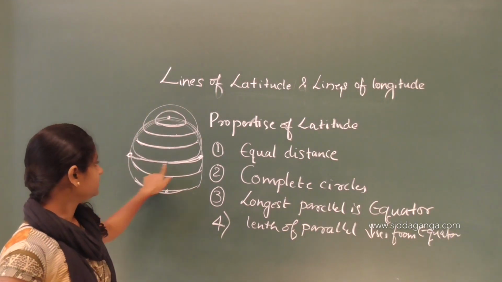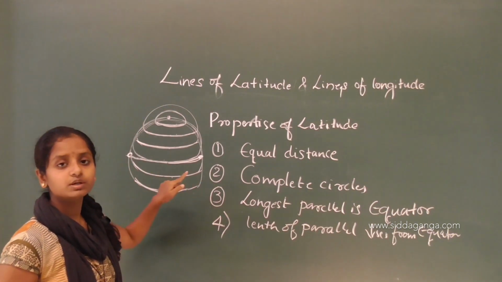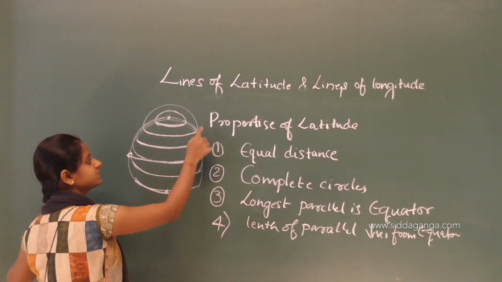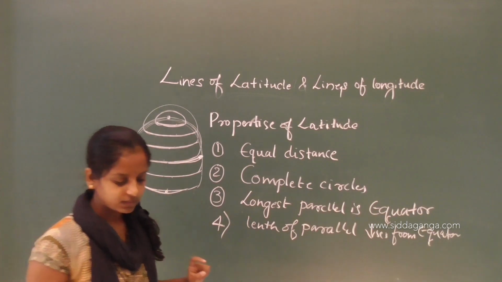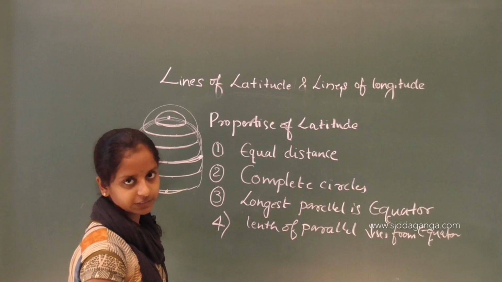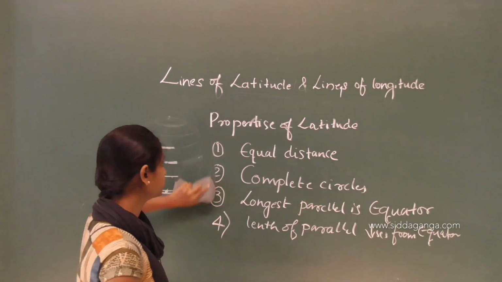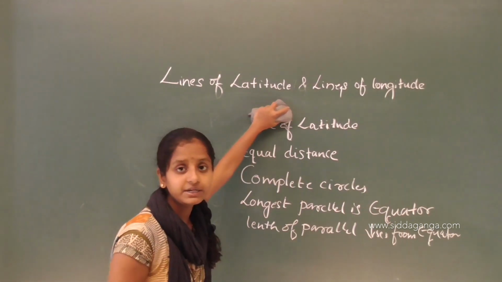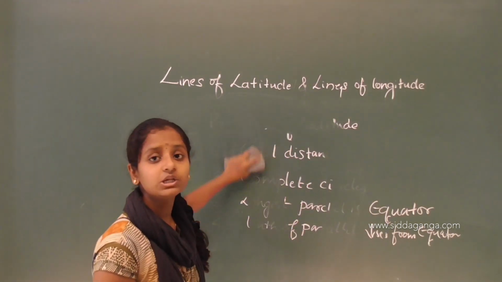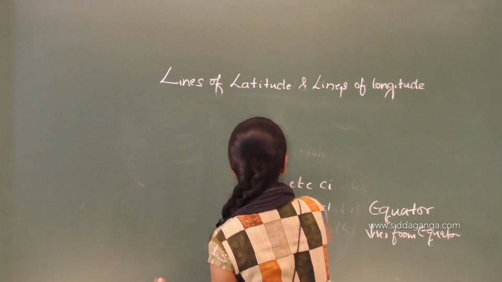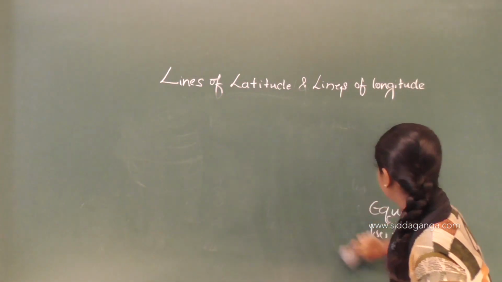Then this equator we call a big circle or a great circle. The other parallels we call small circles. So these are the properties of latitudes. So this completes the latitudes part. Now we'll see longitudes. Now we'll see about the longitudes.